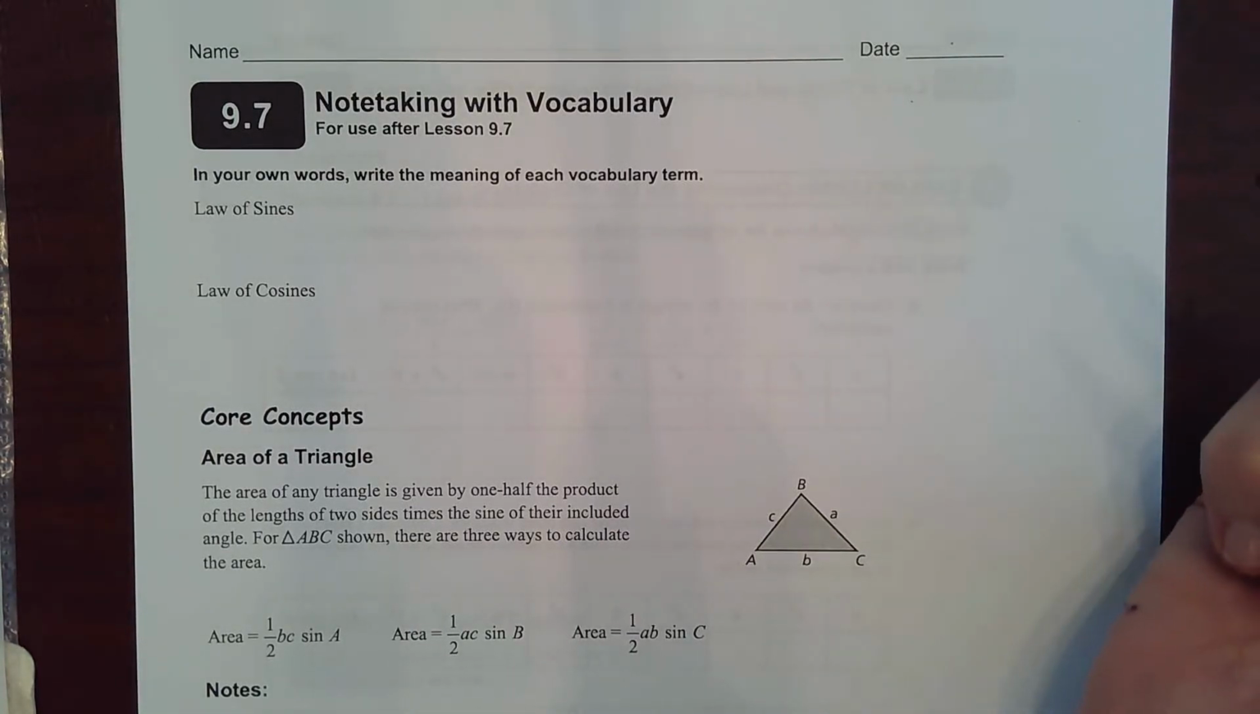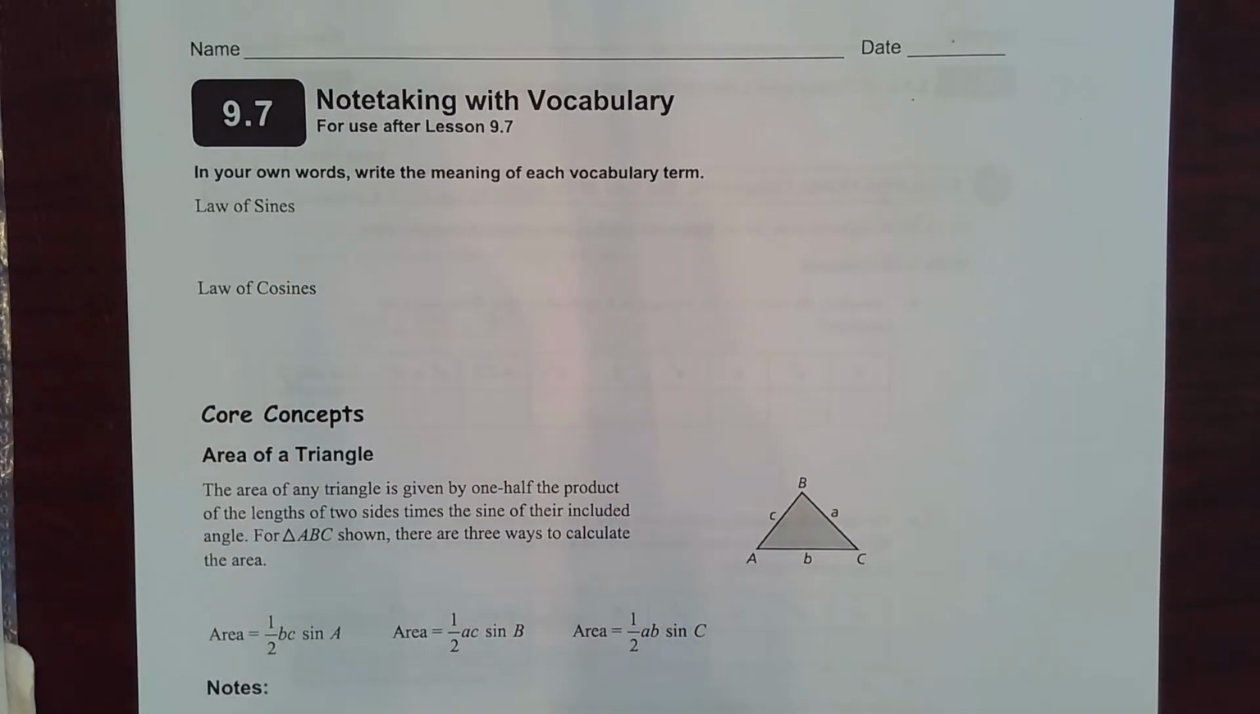We are on the last section of this unit, which is 9.7. We're going to talk about something called law of sines and law of cosines. So I'm on page 274 of your student journals.